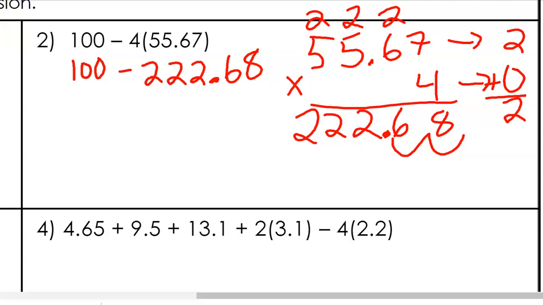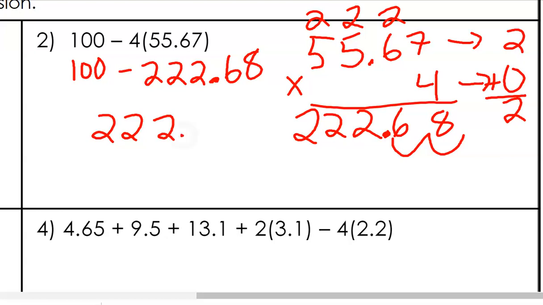That's our last step. So when we subtract here, I am going to write this number first. And remember, when you're subtracting, the 100 is positive, and the 222 and some change, that's negative. So our answer is going to be a negative number because the absolute value of this negative 222 is further away from 0 than the 100 is. Okay, and we talked about that in the previous video.